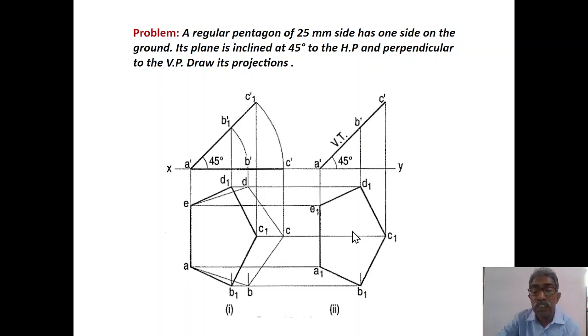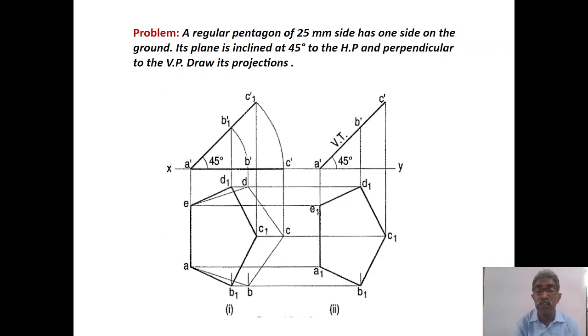This figure is not a regular pentagon, it is the reduced figure, smaller than the first figure. This is the final top view of the plane. In the projections, the front view is the line making 45 degrees, and the top view is the reduced pentagon. These are the final projections of the pentagonal plane, which is at 45 degrees to the horizontal plane, perpendicular to the vertical plane, and one of the sides is in the horizontal plane.